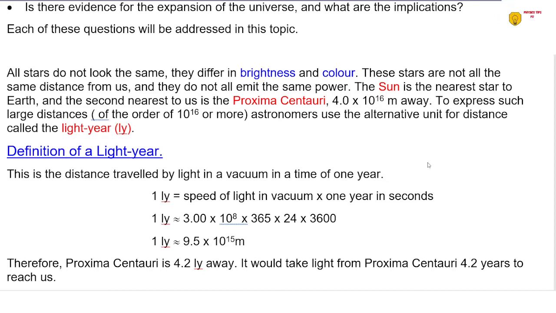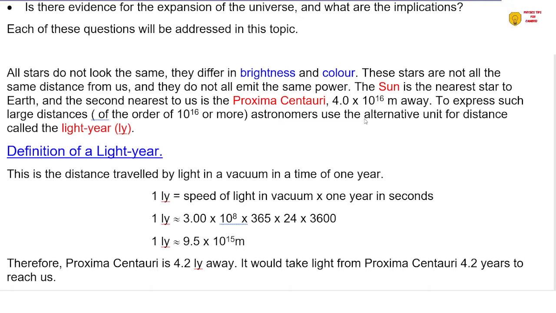Now the stars are not all the same distance from us, and they do not emit the same power. The Sun, as you know, is our closest star, and the second nearest to us is Proxima Centauri, which is 4.0 times 10 to the power of 16 meters away. To express such large distances, of the order of 10 to the 16, astronomers tend to use an alternative unit for distance, which is called the light year.